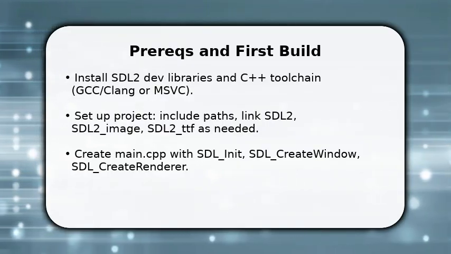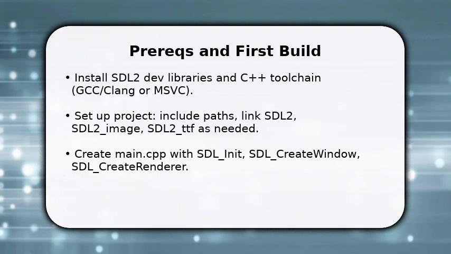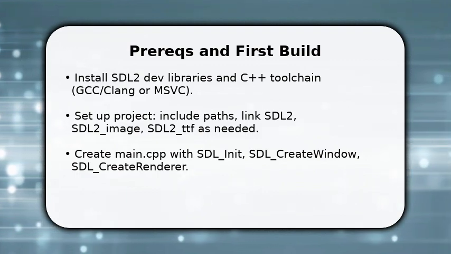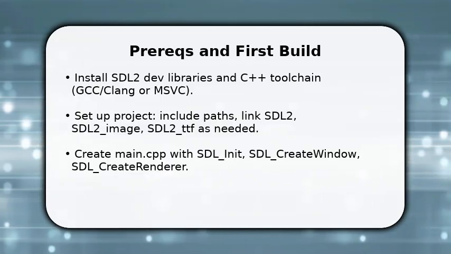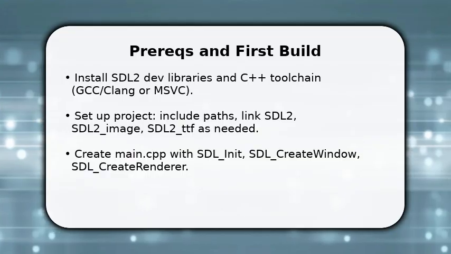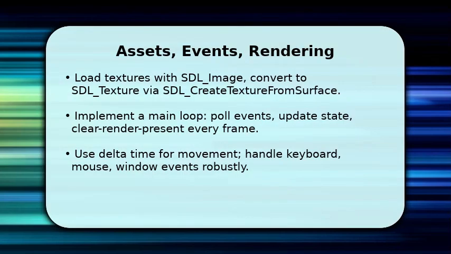Make sure to compile with debug symbols and run the simple window to confirm event loop and rendering surface exist before adding more code. You now add assets and the core loop. Load images using SDL_image and create SDL_Texture for GPU rendering.